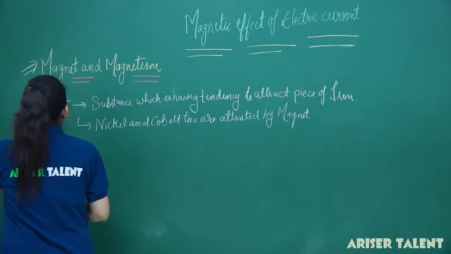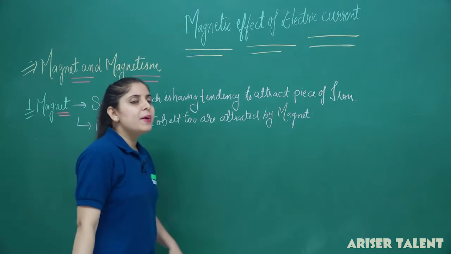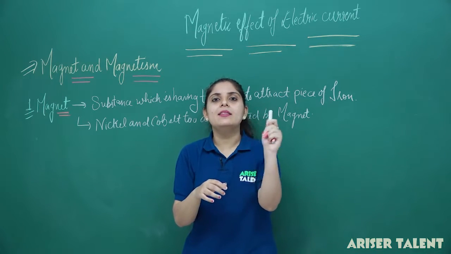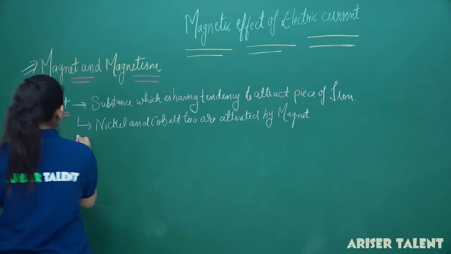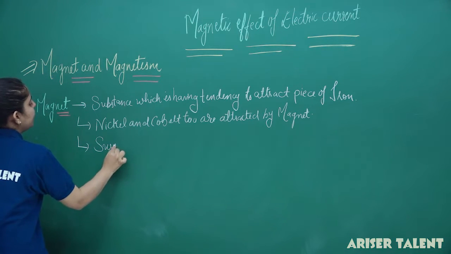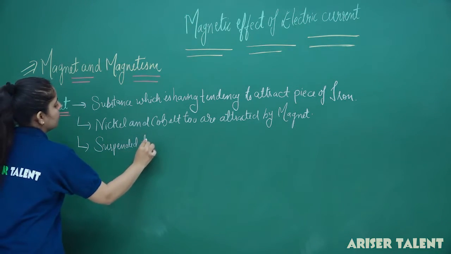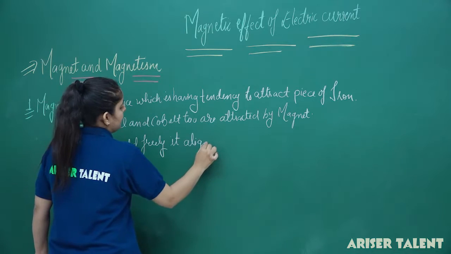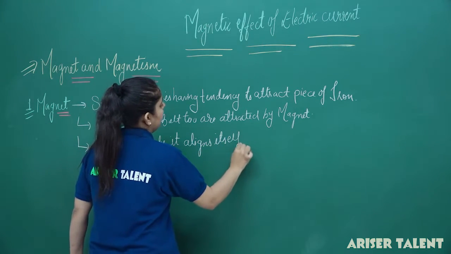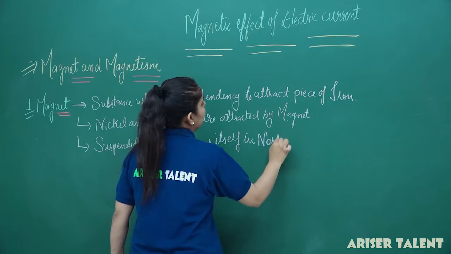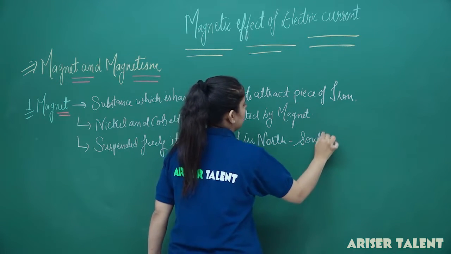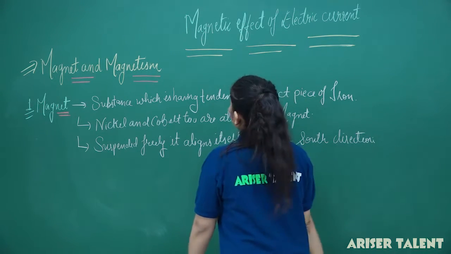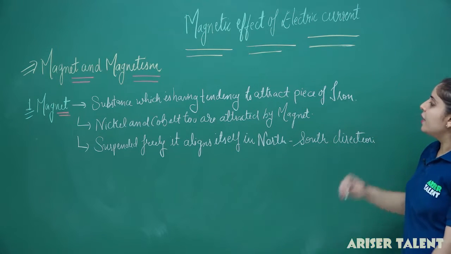Now, the second thing about a magnet is that when you suspend the magnet freely, it has a tendency to align in the north-south direction. So when it is suspended freely, it aligns itself in the north-south direction. So, this is the thing about the magnet we have seen here.